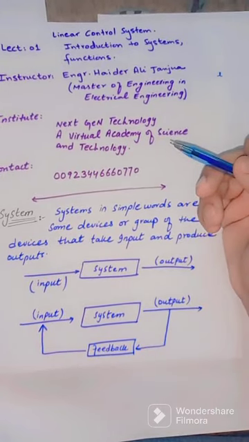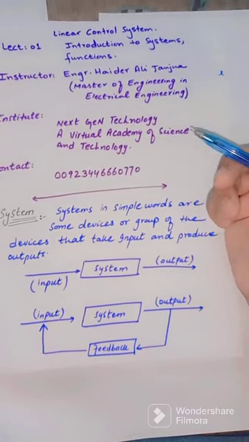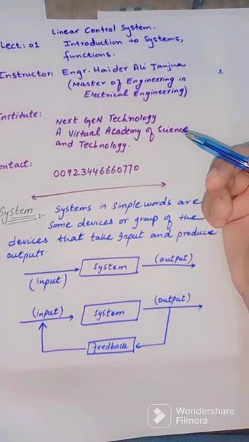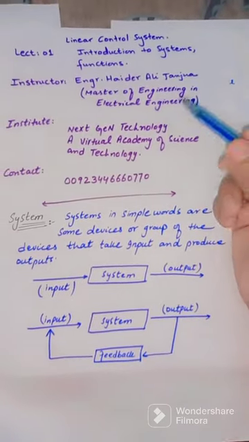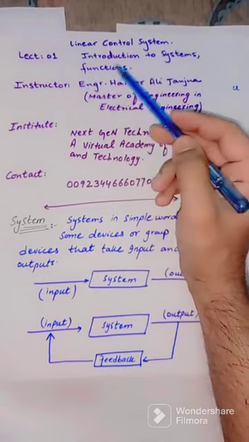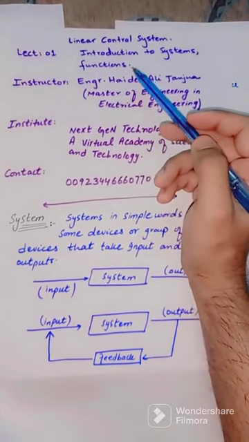So today we are going to learn about the system and control system. We will learn about two types of control system. So this is our lecture number 1, introduction to systems and functions.